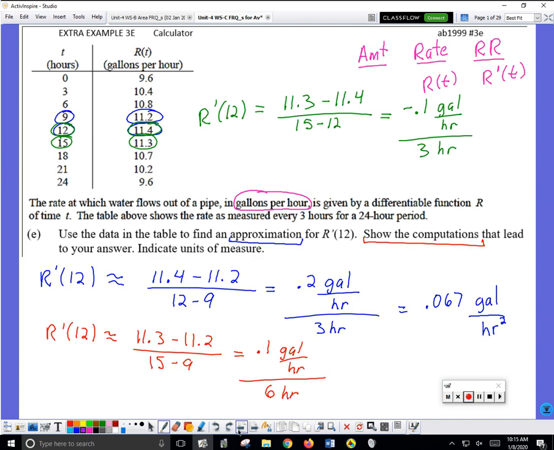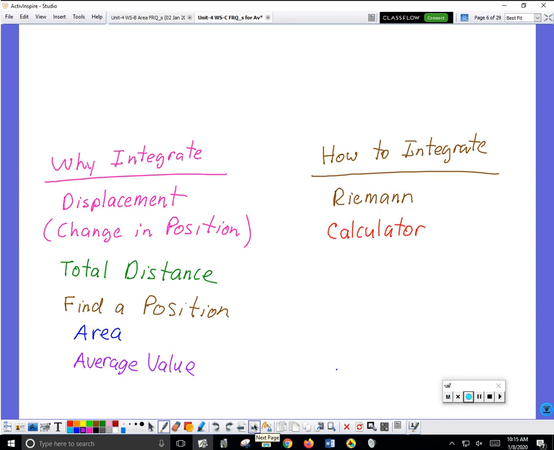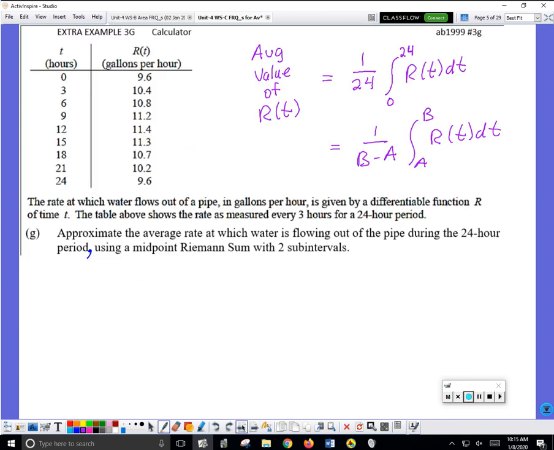Where'd it go, hold on. This one right here. I know I need to do an integral because they asked me to find the average value. So I keep reading, and sure enough, they tell me to find that average using a midpoint Riemann sum of 2 subintervals. So I write on my paper, I'm trying to find the average value of R. And I know from memory that this can be found by integrating R. You have to write down the integral. Many problems will give points for writing the integral down. So I've got to do that.